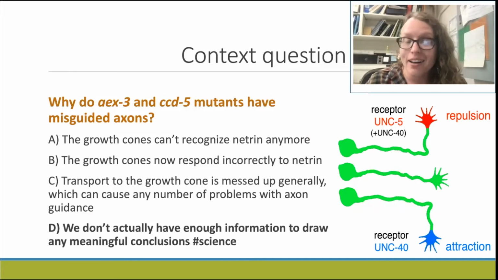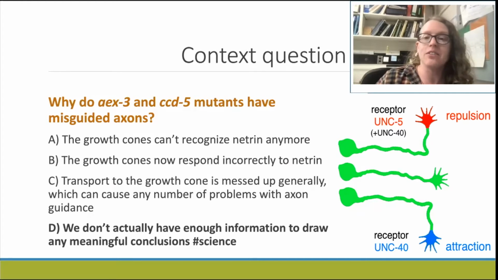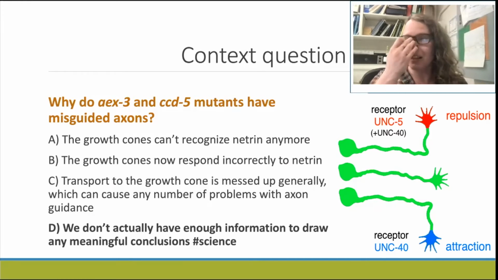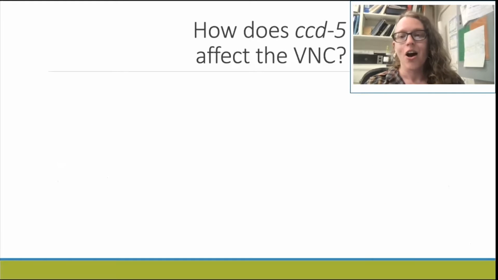Welcome back. Welcome back after we have understood that the mechanisms behind CCD5 and AEX3 are vaguely understood as involving Nectin and UNC5 somehow and involving axon transport somehow. I return with the most exciting question. Okay, but why? How? What?